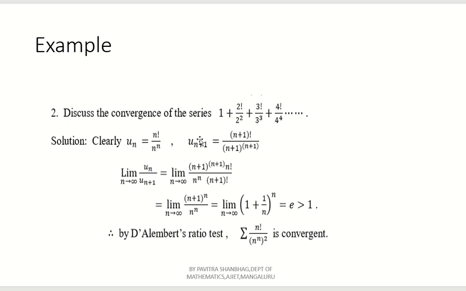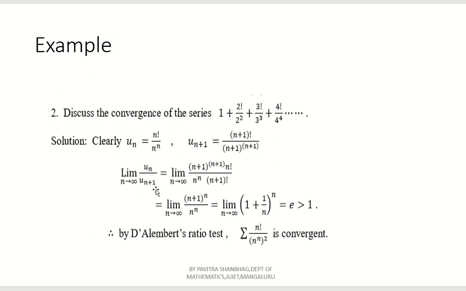That is, un plus 1 equal to what? n plus 1 factorial divided by n plus 1 whole power n plus 1, right? Now we have obtained un as well as un plus 1. Now consider the ratio. Okay, what is that? Limit un plus 1 by un as n tends to infinity.